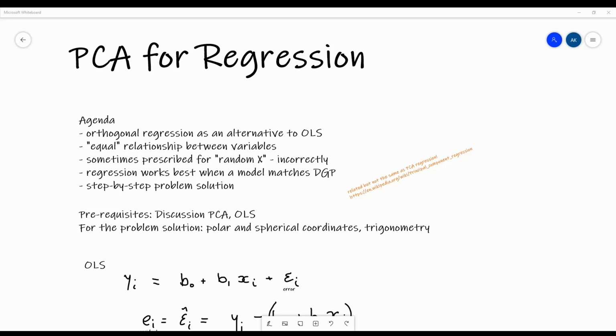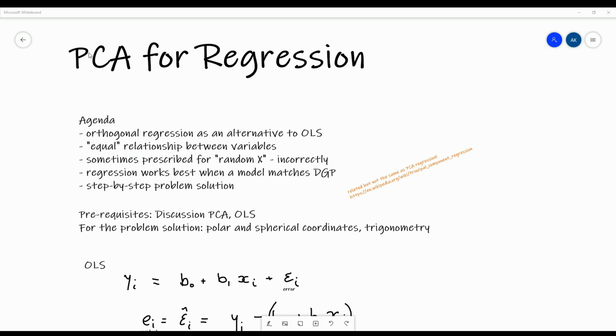Hello, this is a rather long four-part module on this technique which I call PCA for a regression. So don't mix it up with a PCA regression. There's a separate technique called PCA regression. I'll mention it. But here I'm using PCA for regression in two different ways.